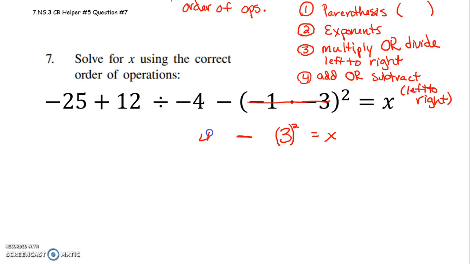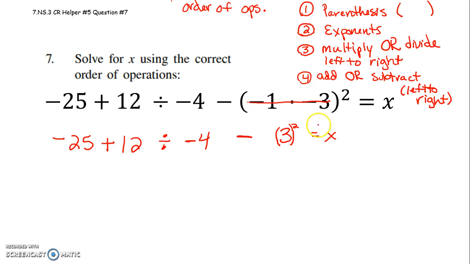That minus sign stays the same. That -4 stays the same. That division stays the same. That 12 stays the same. That plus sign stays the same. That -25 stays the same. So you recopy everything down, and now we look at this problem.